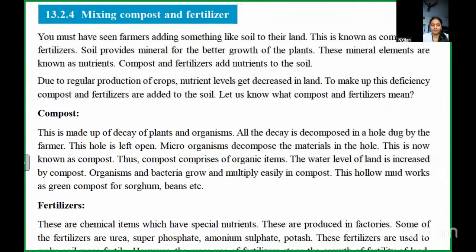Then we have mixing compost and fertilizers. You must have seen farmers adding something like soil to the land. Bags of soil-like things that are sold in the markets. They say this is compost. What do they call it in Hindi? I'm forgetting the Hindi word. Yes, khad. Fertilizers, compost and humus, they call it khad in Hindi. Bags of it are sold, and it looks like soil, but that is actually compost.